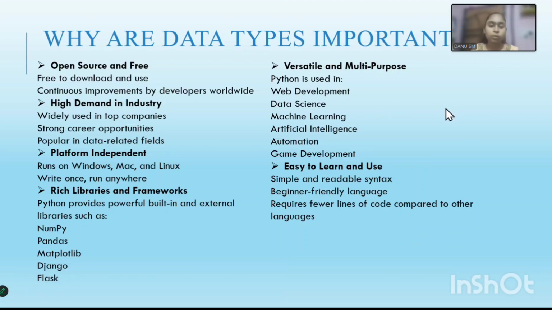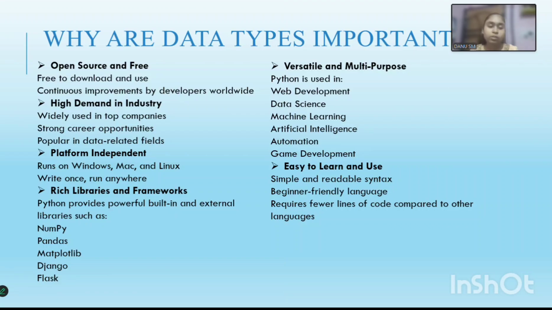So why are data types important in Python? The data type is important because the computer should understand how to process the given data, and to maintain efficiency the data types are used. Python is an open source and free language, and it is versatile and multi-purpose. Python is used in various fields such as web development, data science, machine learning, artificial intelligence, and it is also very easy to learn and use. It is readable and a very beginner friendly language. Any beginner can learn it easily.